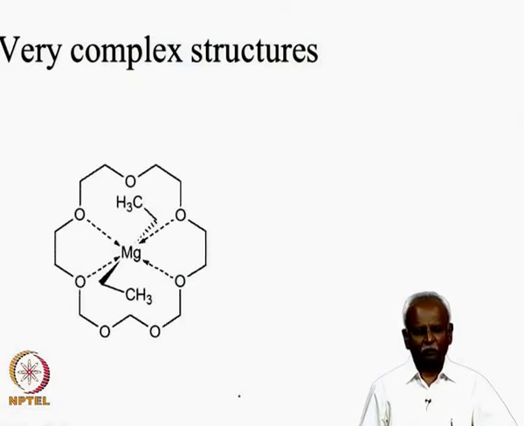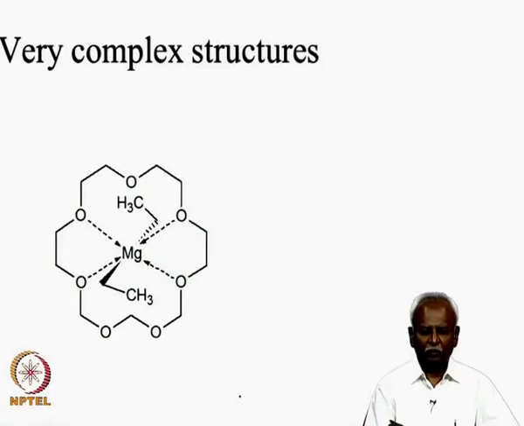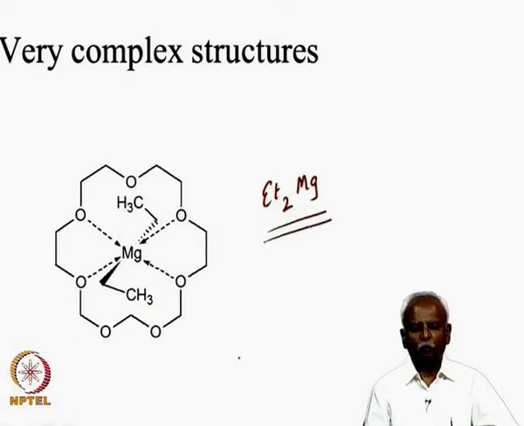Here is a simpler structure. You can understand this structure more readily. You have 2 ethyl groups which are coordinated to magnesium. So, it is very simply diethyl magnesium, and the magnesium is coordinated to a crown ether here, so that it forms a very stable complex. So, diethyl magnesium is coordinated to a crown ether, and this structure has been crystallographically characterized.